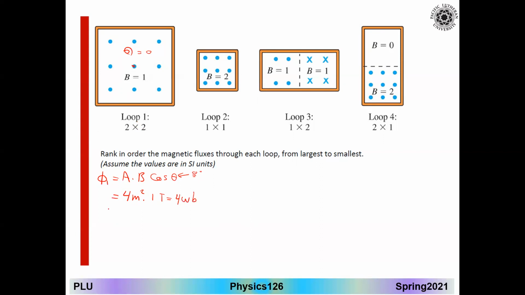So the first one has 4 Weber as the magnitude of the magnetic flux. Let's see the second loop, phi 2. Here the magnetic field is now 2 Tesla, and the area of the loop is 1 by 1, so 1 meter times 1 meter times 2 Tesla. In this case, that gives me 2 Weber. Even though the magnetic field increased, the area decreased, so I end up with a lower magnitude of magnetic flux.